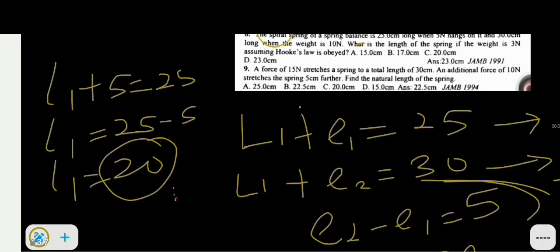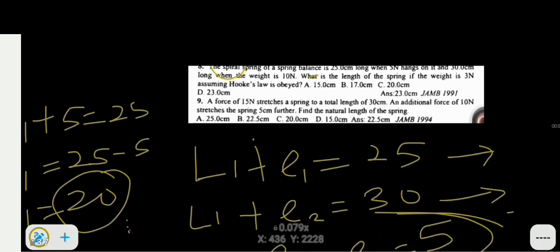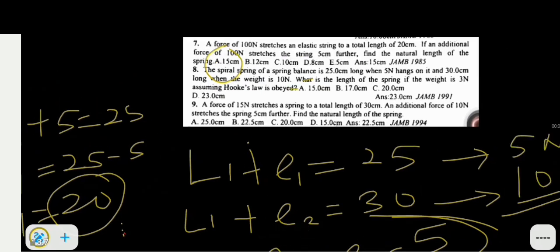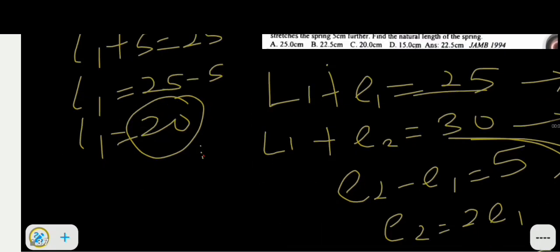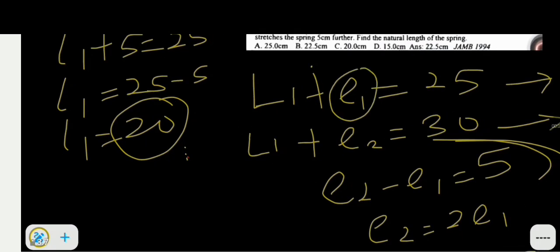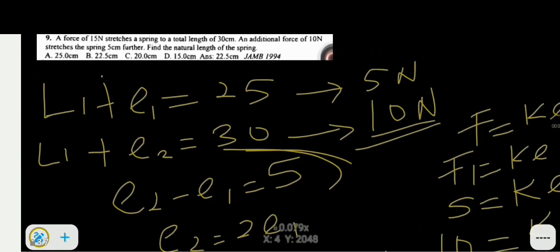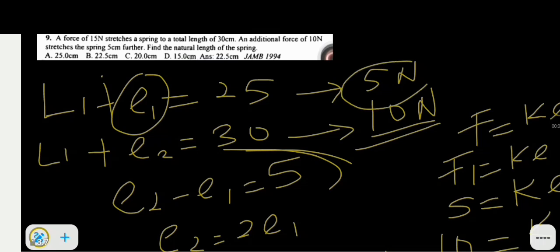Okay, now you can see that everything is almost obtained. What you are told to find in this question, you have to find the length of this string if the weight 3 Newton is applied. So you need to find the natural length plus the extension caused by 3 Newton. But before you can find the extension caused by 3 Newton, you need to know what is K for this spring. So don't forget that E1 is 5. And the force causing the extension of 5 is 5 Newton.